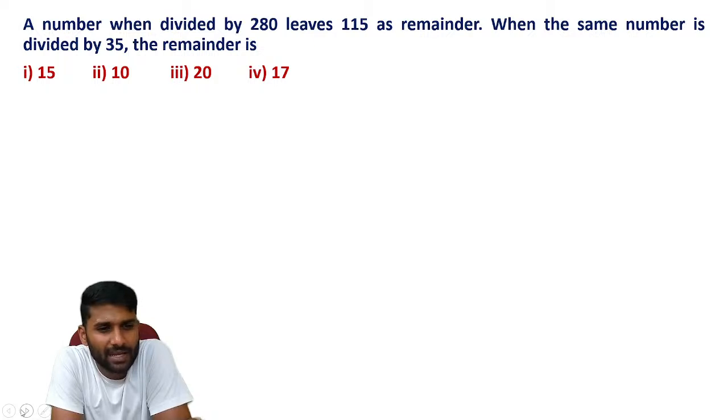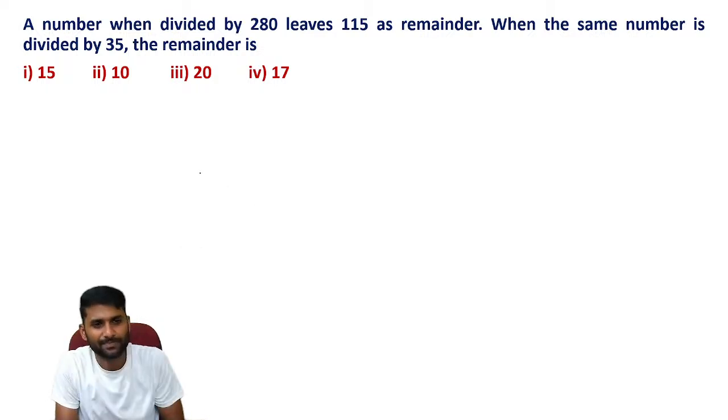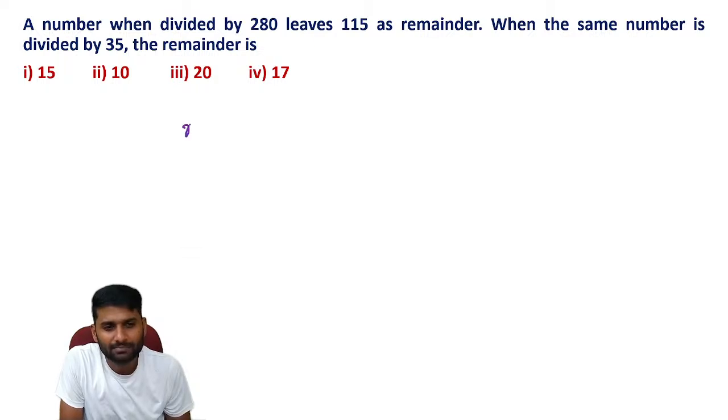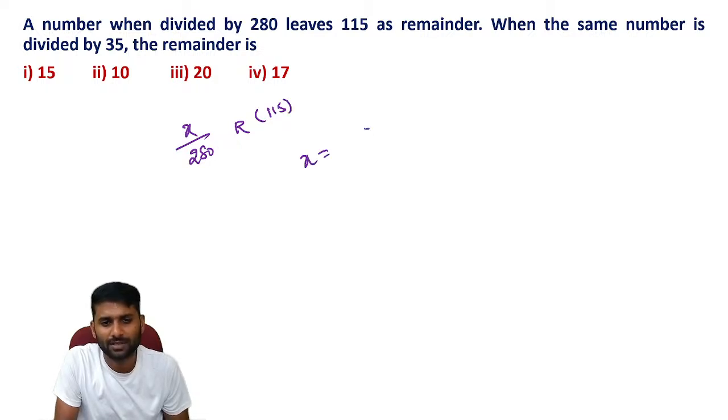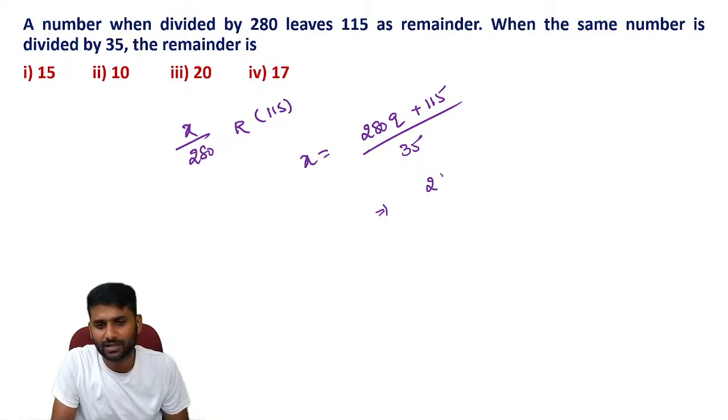Next. A number when divided by 280 leaves 115 as a remainder. When the same number is divided by 35, the remainder is? Now see, a number is divided by 280 and leaves a remainder of 115. So what about the number? 280 is multiplied with a quotient and the remainder is 115. Now we are dividing the same number by 35. Go through the further calculation.